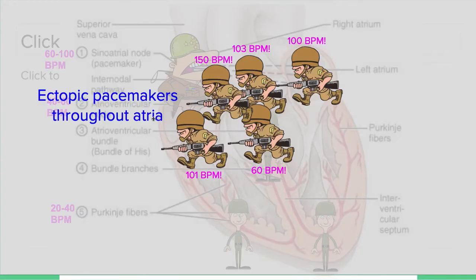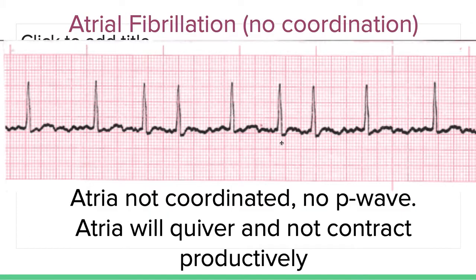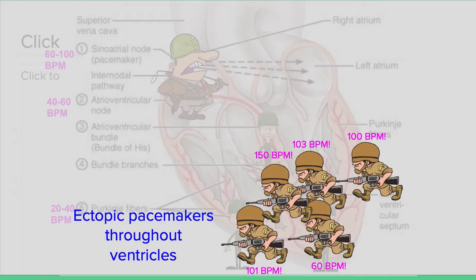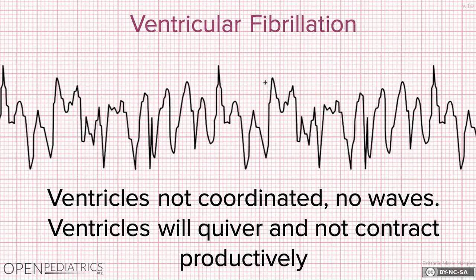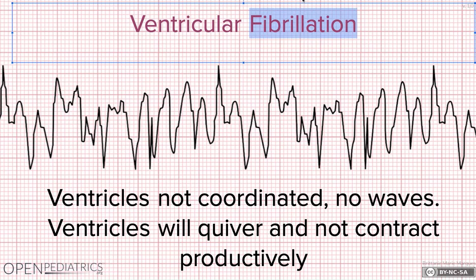All right, so we have a bunch of pacemakers in the atria, uncoordinated. Atria are uncoordinated, or fibrillating. So now let's put all those pacemakers in the ventricles and see what that would look like. If we have a bunch of ectopic pacemakers uncoordinated in the ventricles, we know that anytime we see that word uncoordinated, we should think fibrillation. And so let's look at what ventricular fibrillation looks like.